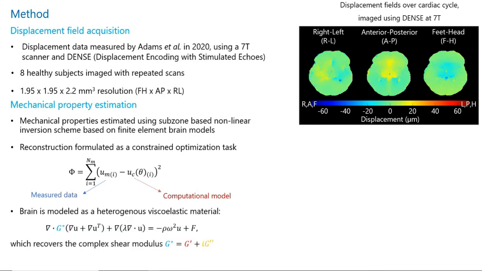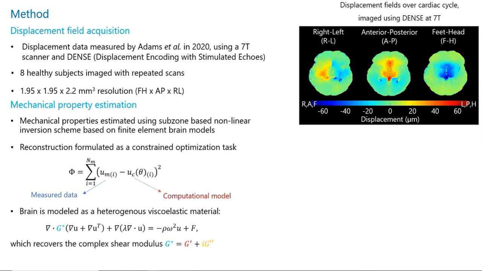And the computational model in this case is a heterogeneous viscoelastic material, as that is the standard that's being used in standard elastography. And I'm showing the governing equation here, where you can kind of see that we recover the complex shear modulus G star.